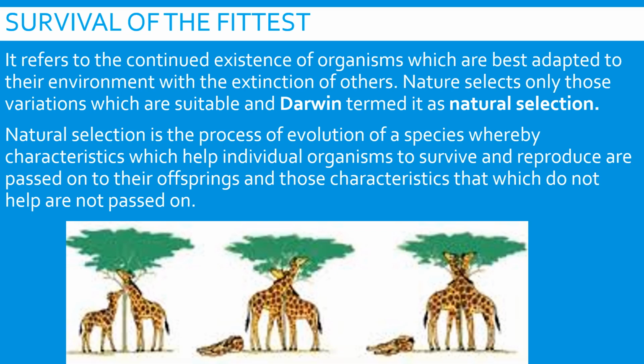Survival of the fittest refers to the continued existence of organisms which are best adapted to their environment, with the extinction of others. Nature selects only those variations which are suitable, and Darwin termed it natural selection. Natural selection can be defined as the process of evolution of a species whereby characteristics which help individual organisms to survive and reproduce are passed on to their offspring, and those characteristics which do not help are not passed on.